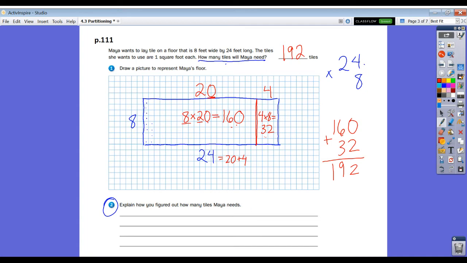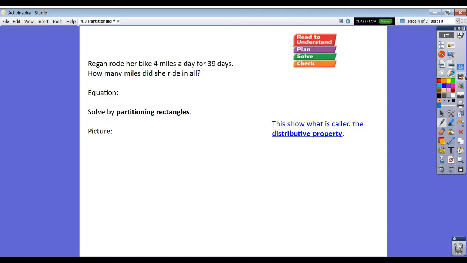Let's practice some more of this partitioning rectangle strategy. I'm going to skip the explain for time, but I would like to read your explanations of your strategy. So let's look at this one where it says steps to problem solving. Let's read them together on the count of 3. 1, 2, 3. Read to understand, plan, solve, and check. Let's read the problem. Regan rode her bike 4 miles a day for 39 days. How many miles did she ride in all?